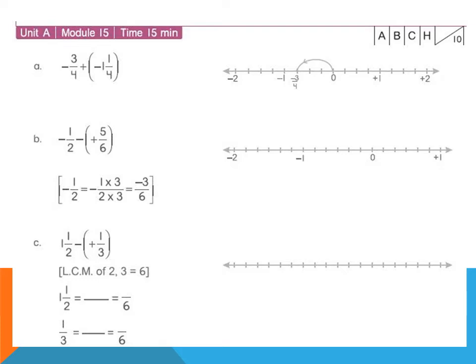So now pause the video for 15 minutes. There are 3 problems here. Try to solve these problems yourself. Small hints are given. Pause the video for 15 minutes. Draw the number line yourself in your notebook and try to solve it yourself.